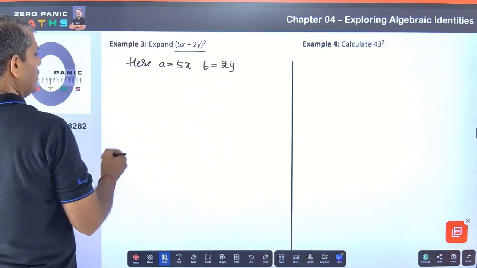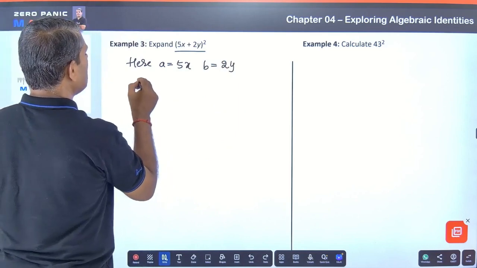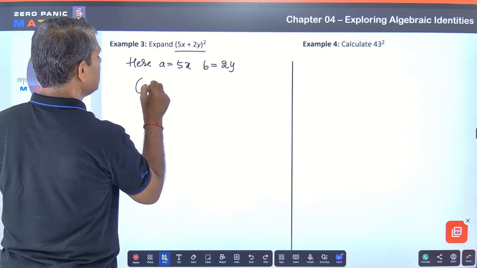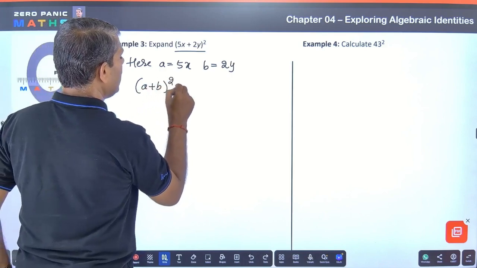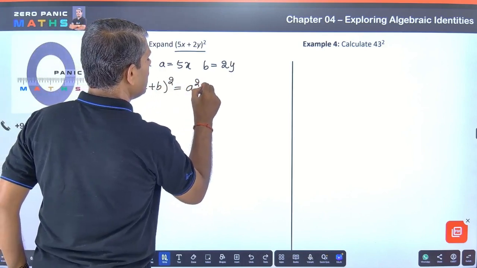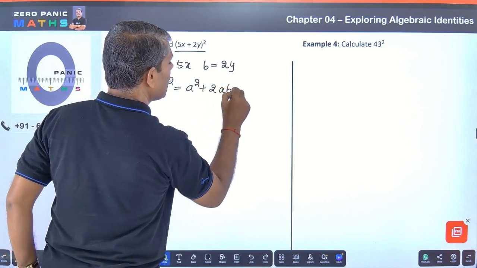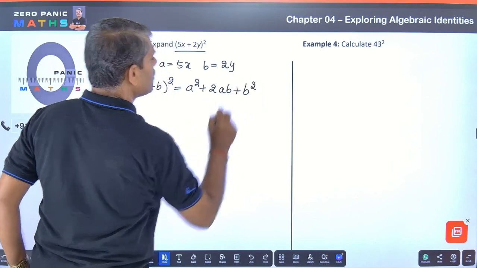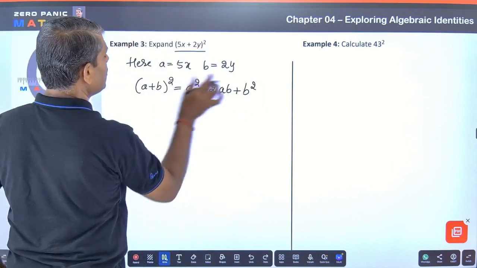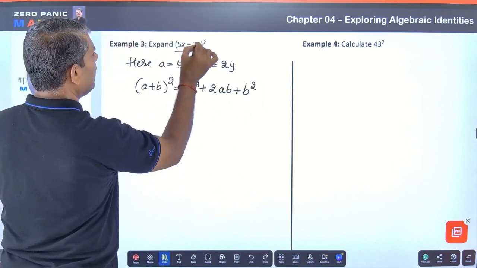Now, if you want, you can write that expression or the algebraic identity: (a + b) whole square is equal to a square plus 2ab plus b square. I will not write it again and again. Okay, you need to remember it and then just substitute the given values. Now let me substitute.